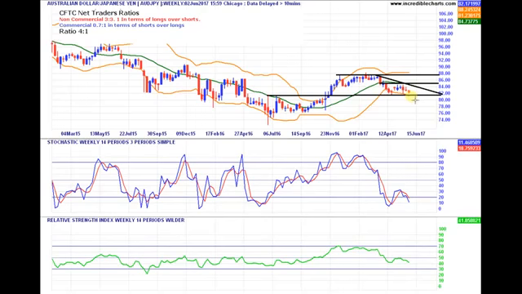If the Aussie breaks here, it's quickly going to go down to here. This will be our longer term target. Sorry, I can't draw a straight line. 76. So plenty of downside potential in this one. Let's just shift to the daily chart and see how that lines up.